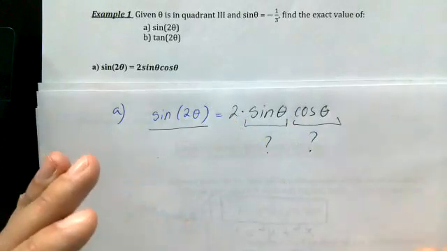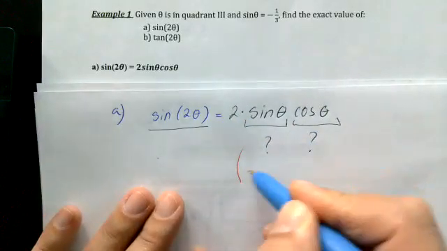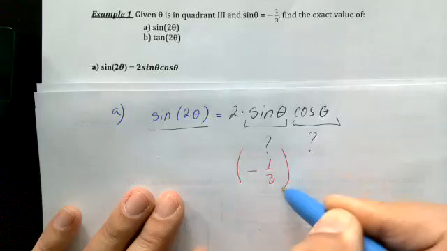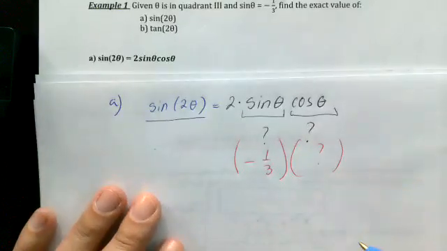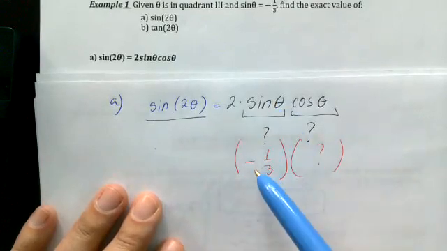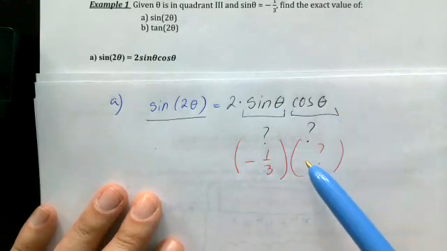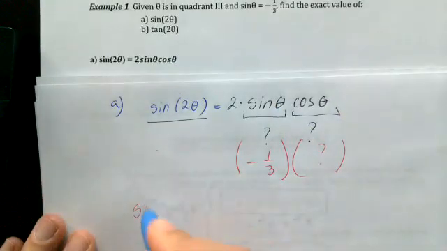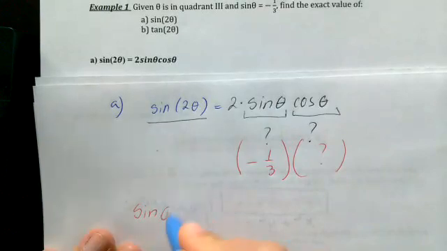Sine of theta is given to me, right? I already know what sine of theta is, -1/3. But cosine of theta is not given to me. So my work is, given that sine of theta is this, find another value, right? Cosine of the same angle. Well, I know how to calculate that because that's an X, Y, R problem.